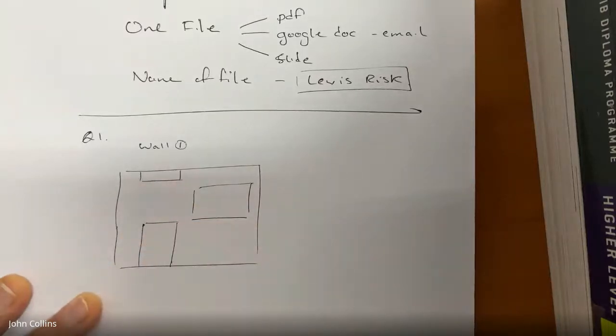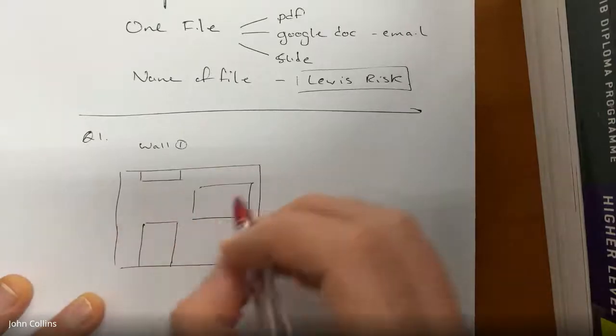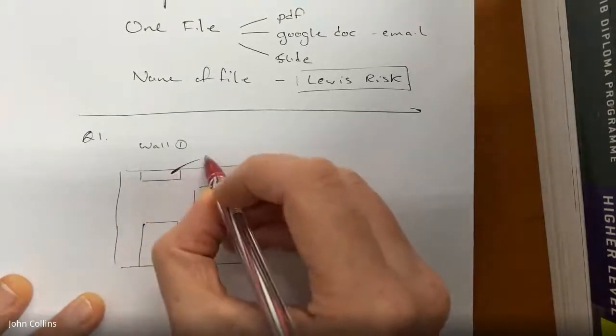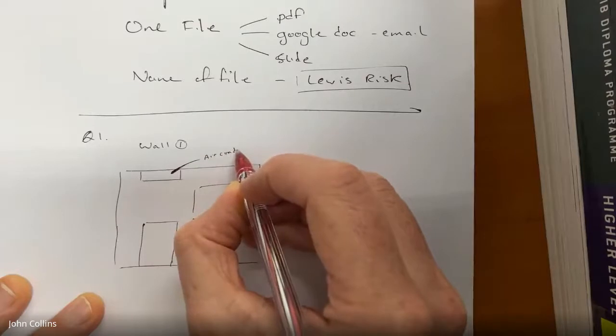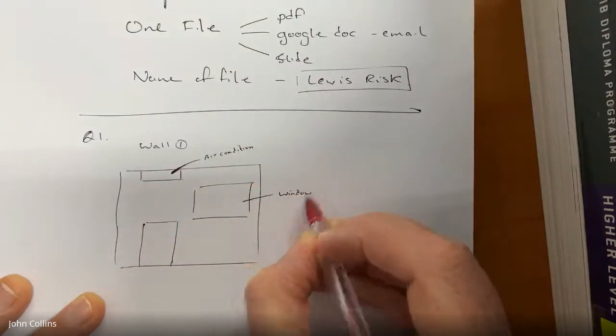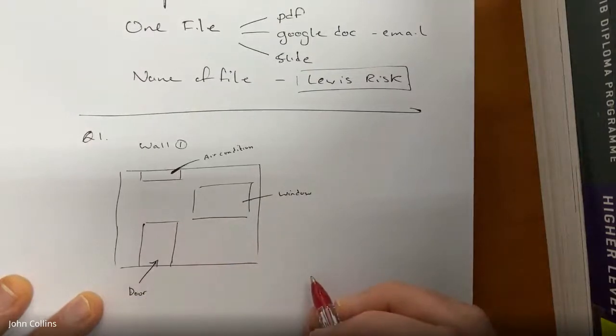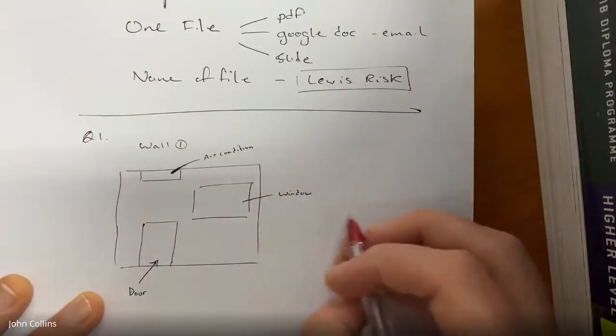So this is an imaginary diagram. So that's my air conditioning. So I labeled the diagram. That's a window. That's a door. Okay. Also on a diagram, you should have in your dimensions.